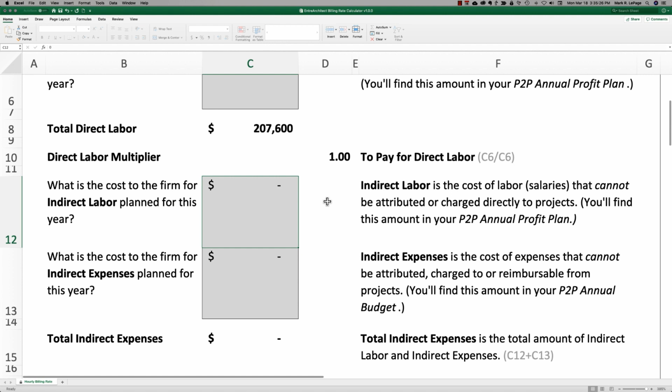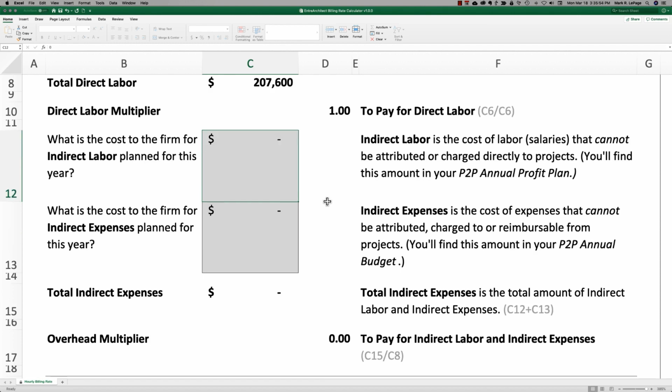The next step is to determine the indirect labor. So if direct labor is the cost of labor directly related to projects, what do you think indirect labor is? What is the cost to the firm for indirect labor? Indirect labor is the cost of labor in salaries that cannot be attributed or charged directly to projects. So it's essentially the balance of the rest of the cost of labor.